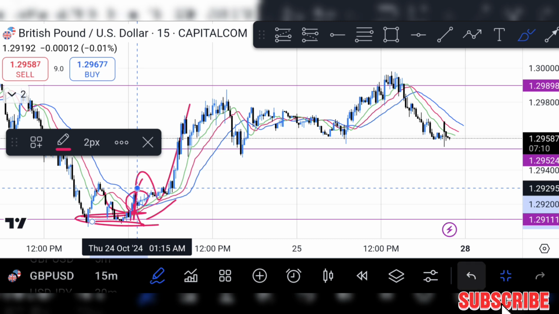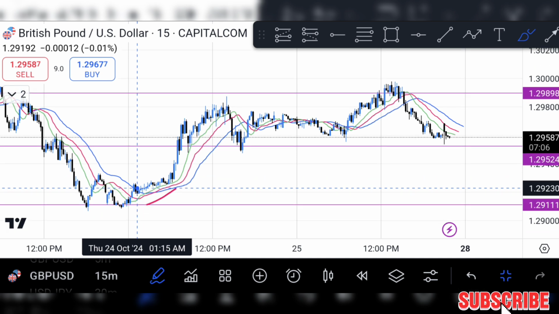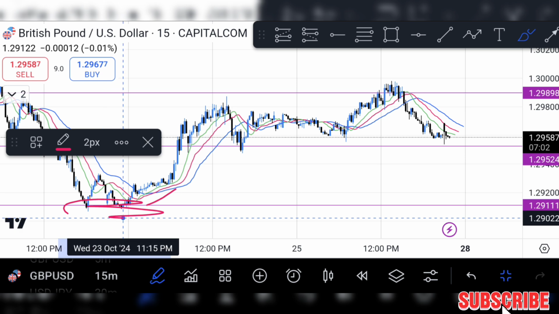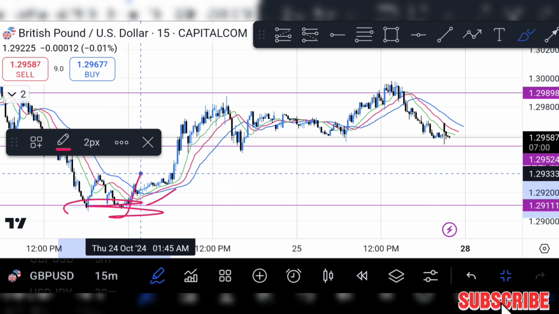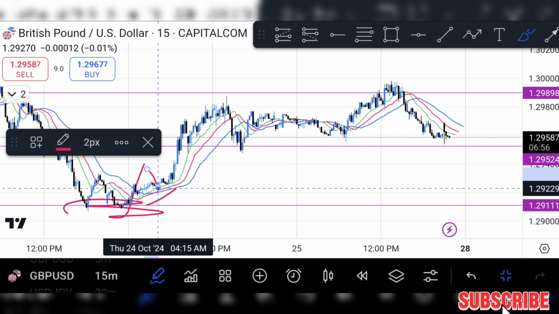Let me delete it so that you can see it clearly. You can see this side on the 15 minute, this was the previous low here, and price broke all the EMAs in the alligator and came back to retest. So we should be looking ahead to buy here. I told you the trend is a downtrend, so a buy should be a scalp.